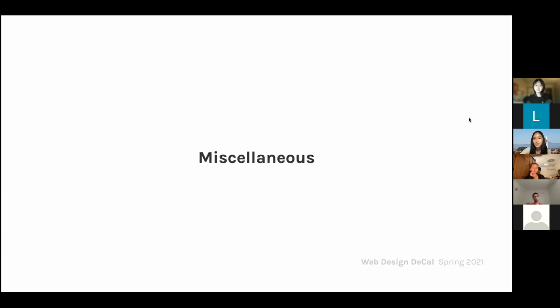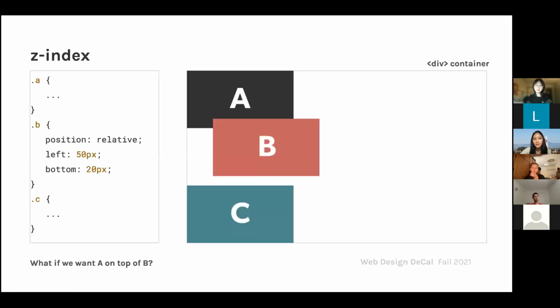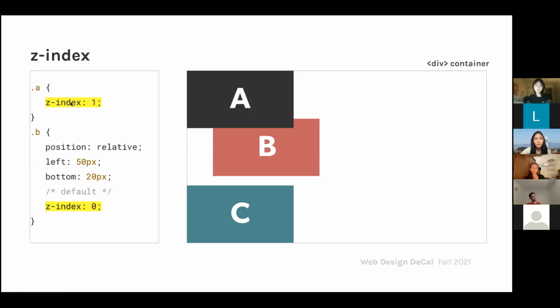Okay, a few more notes before we end. First, z-index. When it comes to overlapping elements, z-index is how you can determine which thing is on top of the other. Right now, B is by default on top of A, but if we want A to be the one on top, we can specify the z-index of A to be greater than the z-index of B. So 1 will always be above 0, 2 will be above 1, and I think this increases infinitely. So you can layer a bunch of things on top of each other.